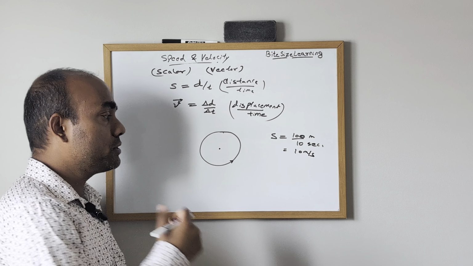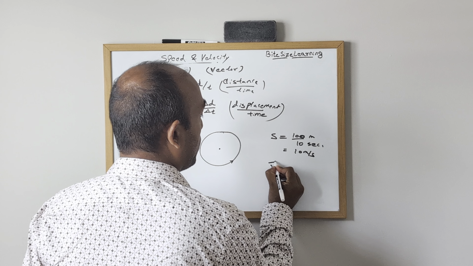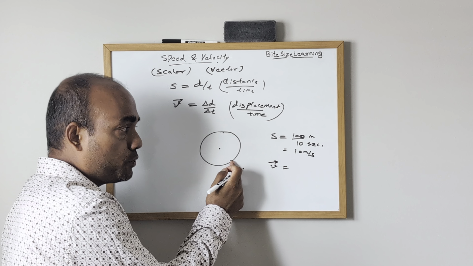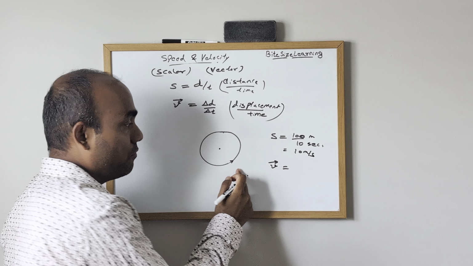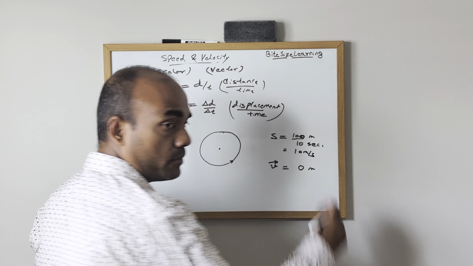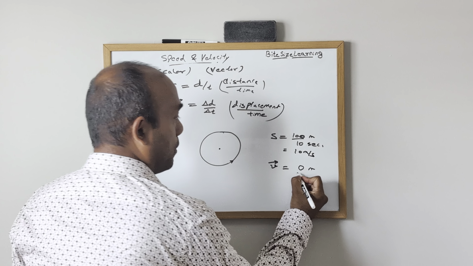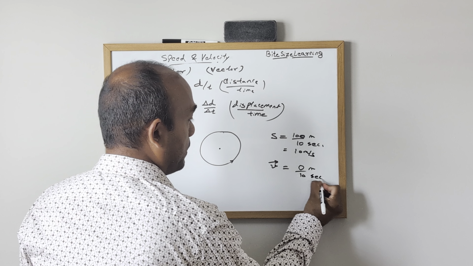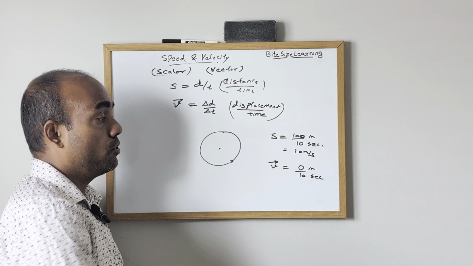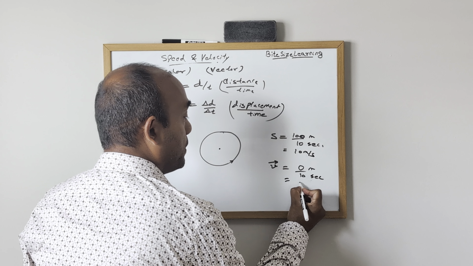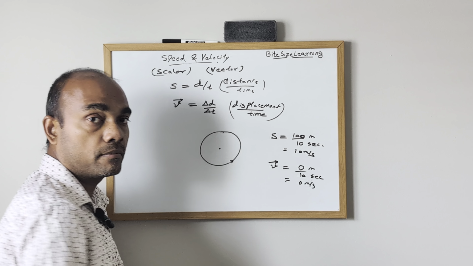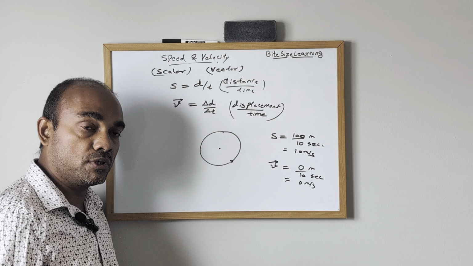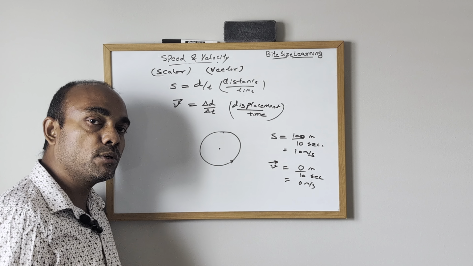But when you talk about the velocity, the displacement of the object, when it starts from this position and comes back to the same position, will be 0, right? And no matter what time it takes, so let's say it takes the same 10 seconds, the velocity of the object will be 0 meter per second, because the object has not displaced from its initial position. The final position and the initial position are the same.